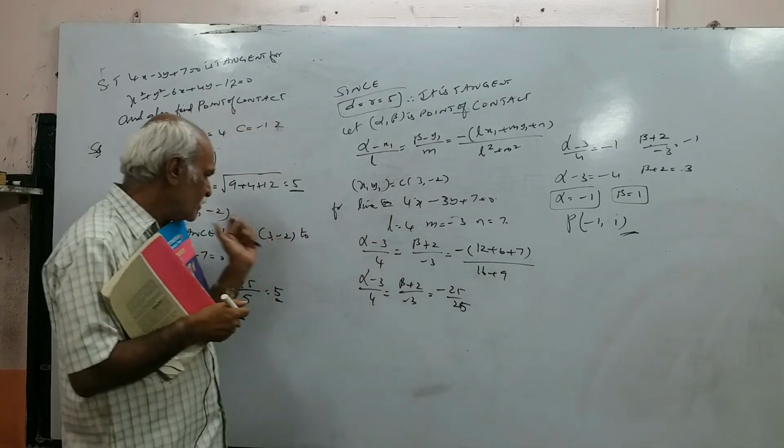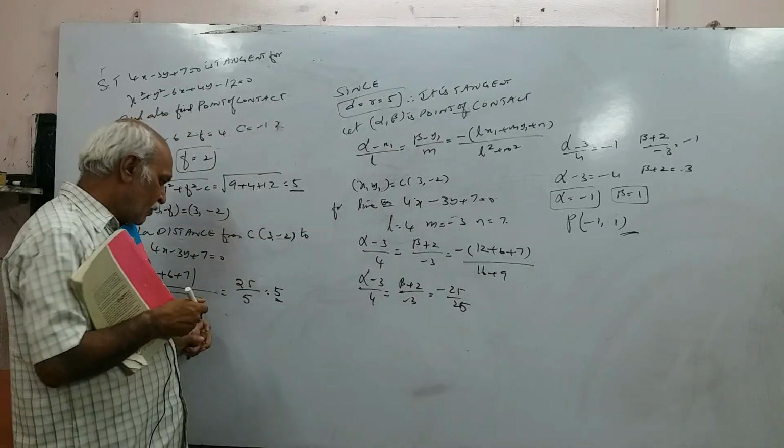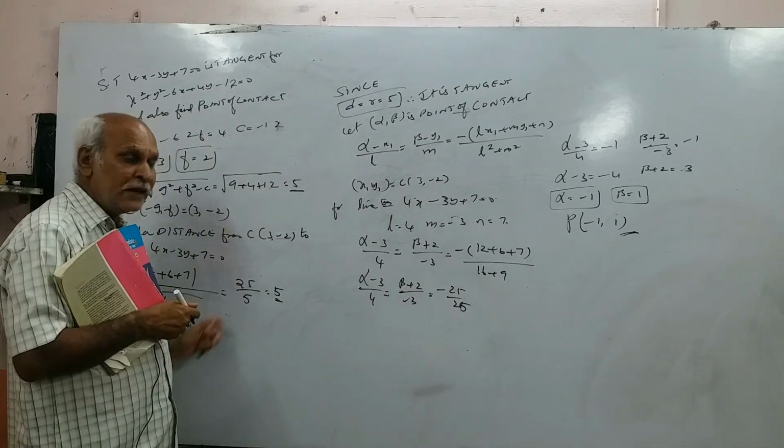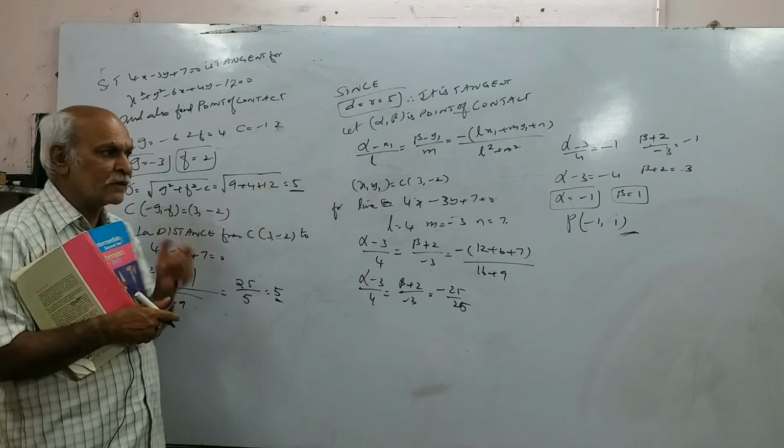So there are three parts. First part is what, sir? We have to find the radius, then we have to find the perpendicular distance. If it is okay, then we have to find the foot of the perpendicular. Okay, copy this.